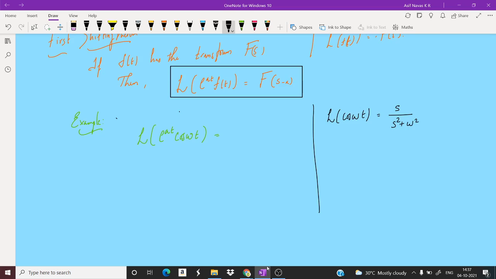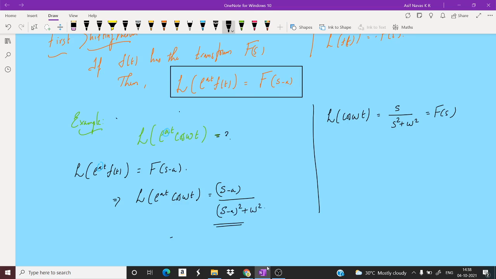Then what will be the Laplace transform of e raised to at cos omega t? Okay, we have to find this, right? So we know that the Laplace transform of e raised to at f of t, by the first shifting theorem, is F of s minus a, which implies the Laplace transform of e raised to at cos omega t is equal to, here a itself, right? So F of s is this. Then instead of s we have s minus a. So s minus a divided by s minus a whole square plus omega square. So this is the Laplace transform of e raised to at cos omega t.